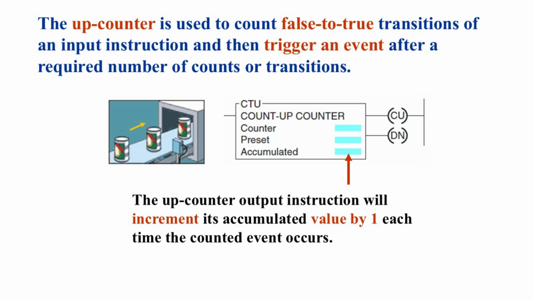Now, let's take a closer look at the up counter, the most common type used in industrial applications. The up counter is designed to track how many times an event occurs, such as parts moving down a conveyor, machine cycles, or button presses. Each time the input signal makes an off-to-on transition, the counter adds 1 to its accumulated value. When the accumulated value equals the preset value, the counter's done bit turns on, signaling that the required count has been reached. In the next slides, we'll look at an example that uses an up counter to control two pilot lights. A green light when counting is in progress, and a red light when the target count is reached. Let's see how that works.